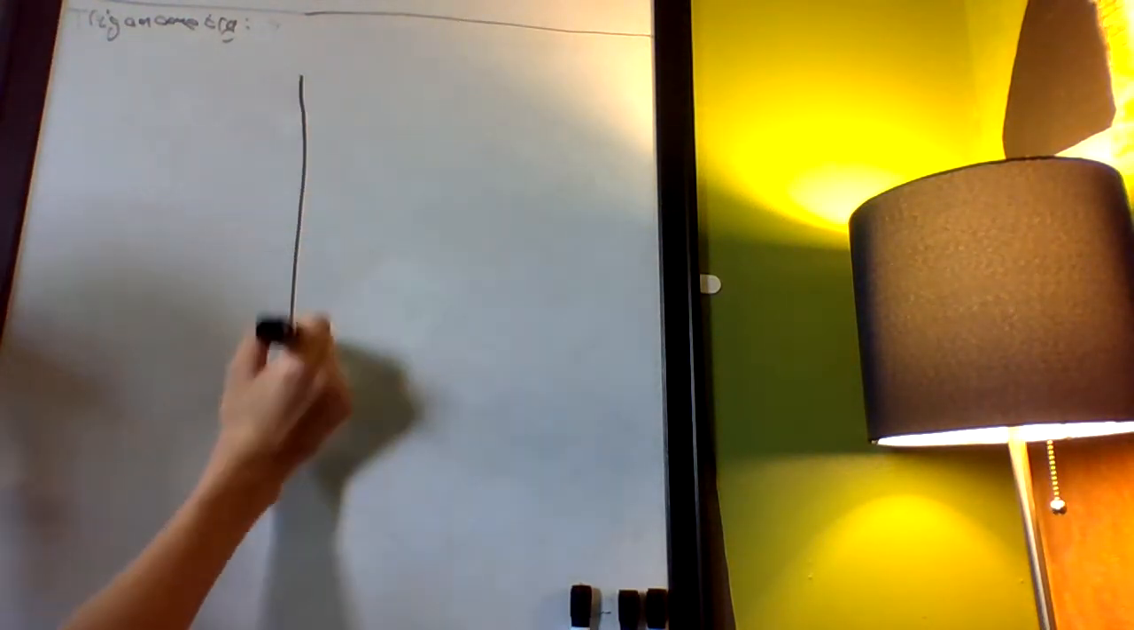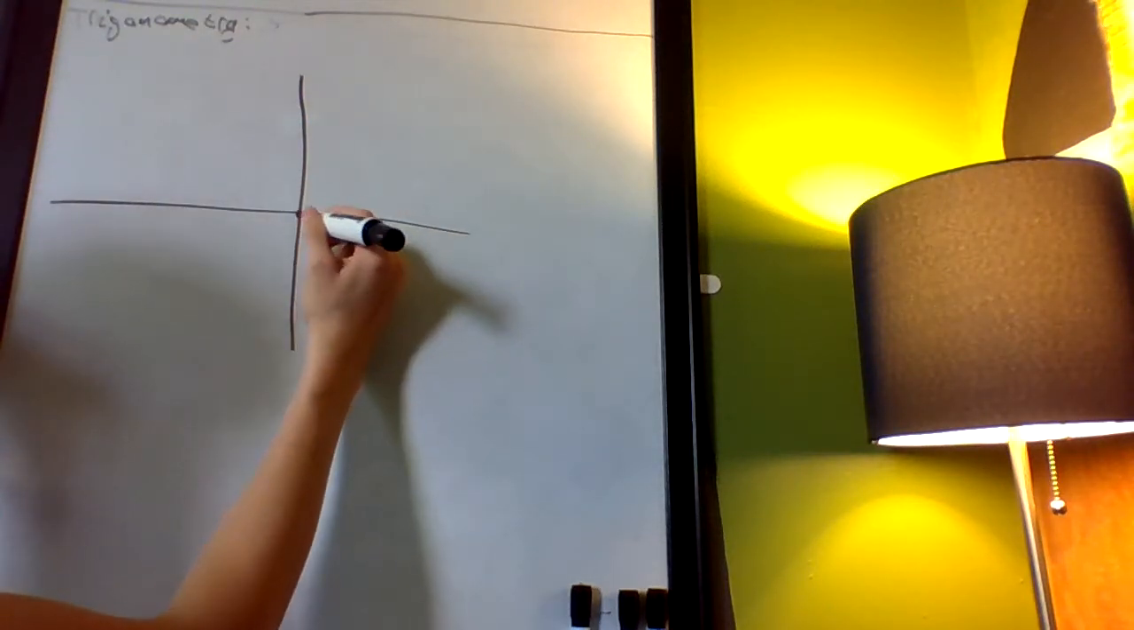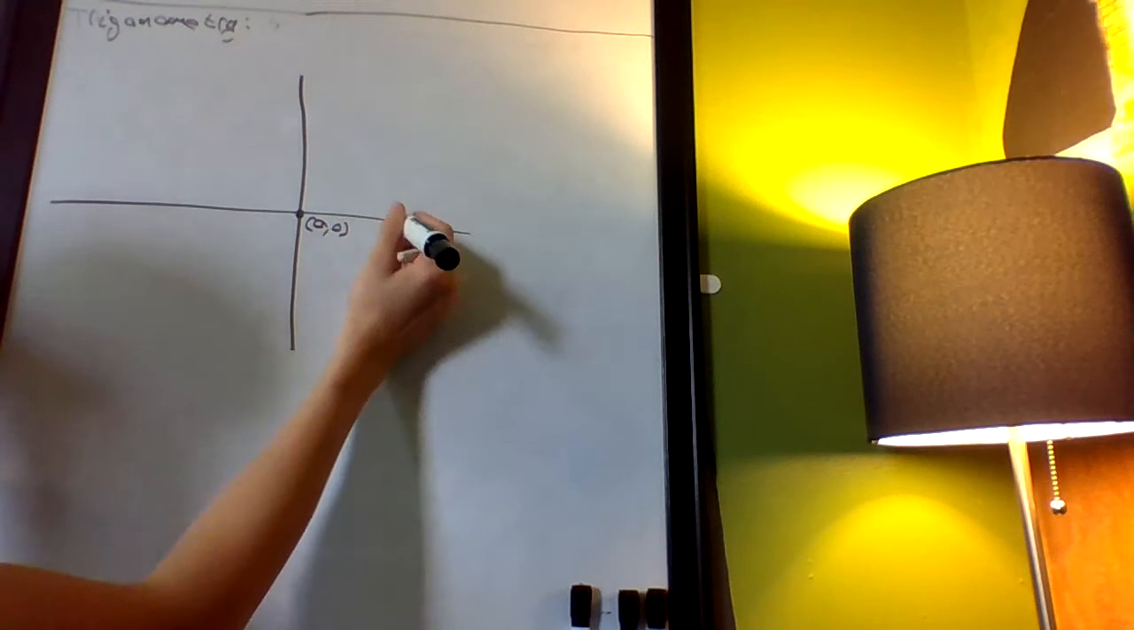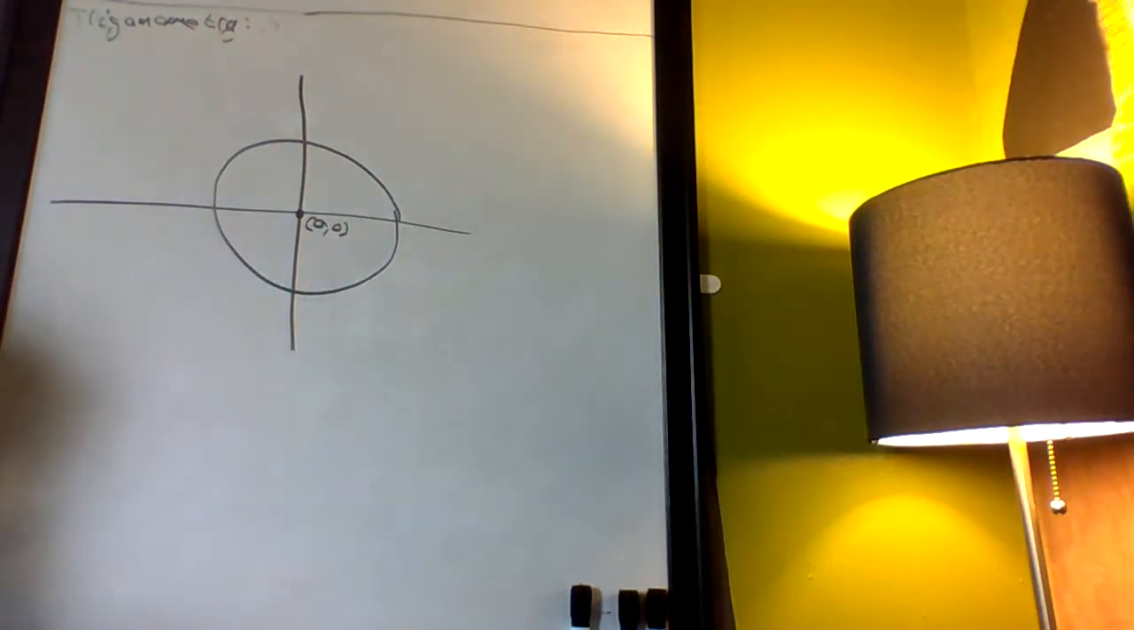So, I think my pen's completely gone for now. So, now, we have our coordinates right here. There's the origin, 0, 0. And a circle of radius 1. Okay?